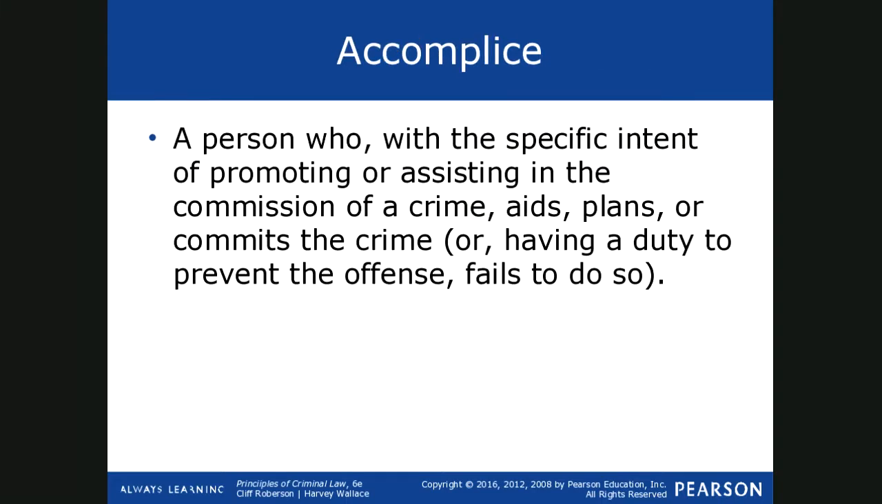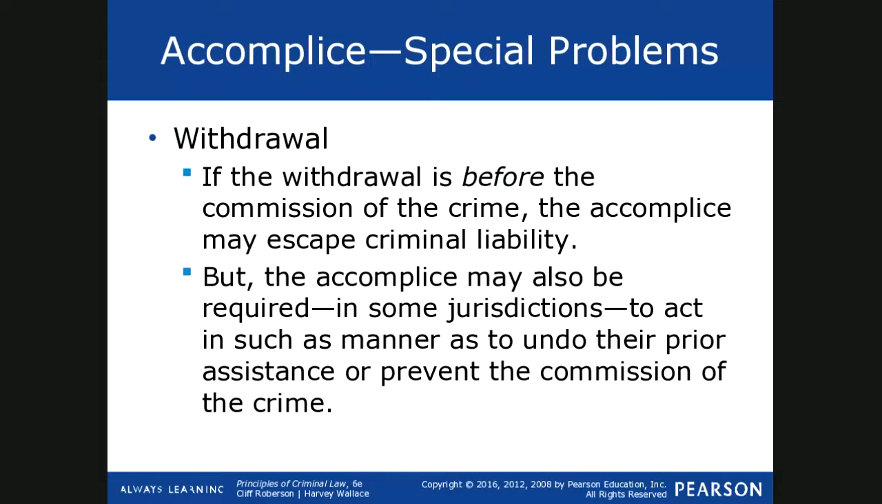And now we're going to move into accomplices. An accomplice is a person who aids or assists in the commission of a crime, or they fail to prevent it if they have a duty to do so. Some of the special issues with accomplices is if they withdraw. If they withdraw before the commission of the crime, that accomplice may escape liability, but the accomplice may also be required in some jurisdictions to prevent the crime. They have a duty to try to prevent whatever it was that they agreed to.